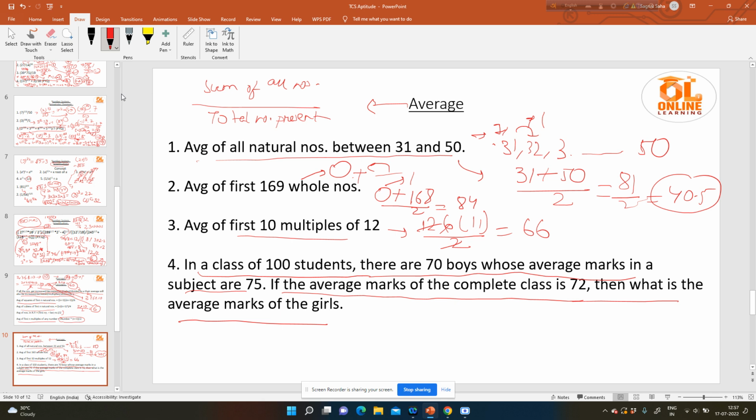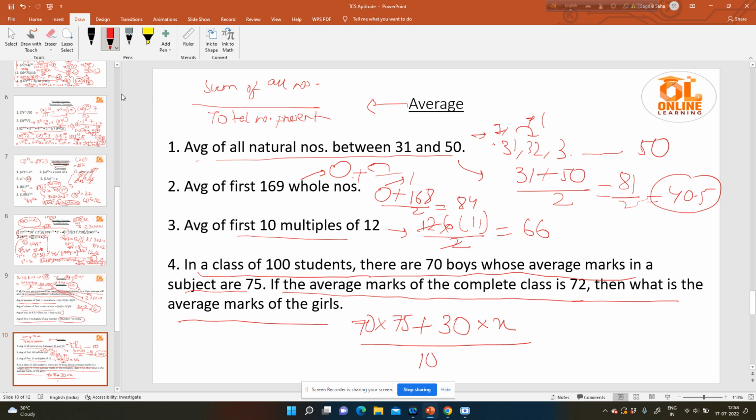Okay. Then in a class of 100 students, there are 70 boys whose average mark in the subject is 75. So 70 boys, average marks is 75, right? Plus how many girls are left? As it is 100 students, only 30 girls are there, so 30 students are left. Into x, we don't know what will be the answer, by total students present.